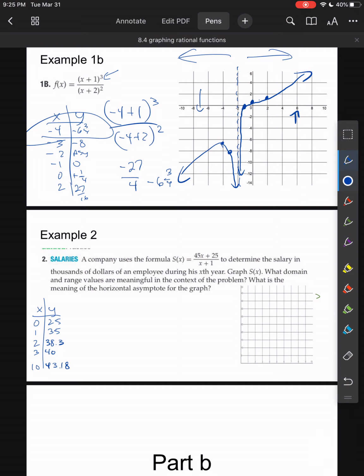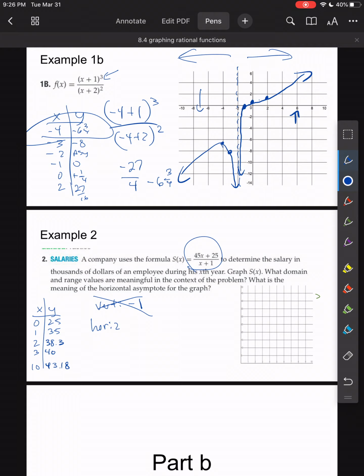All right, so the last thing that we're going to do together, you guys, is example 2. We're talking about a company using this formula to figure out salaries for employees, where X is years. Then it asks what domain and range make sense for the problem and what the meaning of the asymptotes is. First of all, if X is years, I always look for vertical asymptotes first. The vertical asymptote here is at -1. Since X is talking about years, we can't have a -1 year, so we're not going to worry about the vertical asymptote. Let's look at the horizontal though.